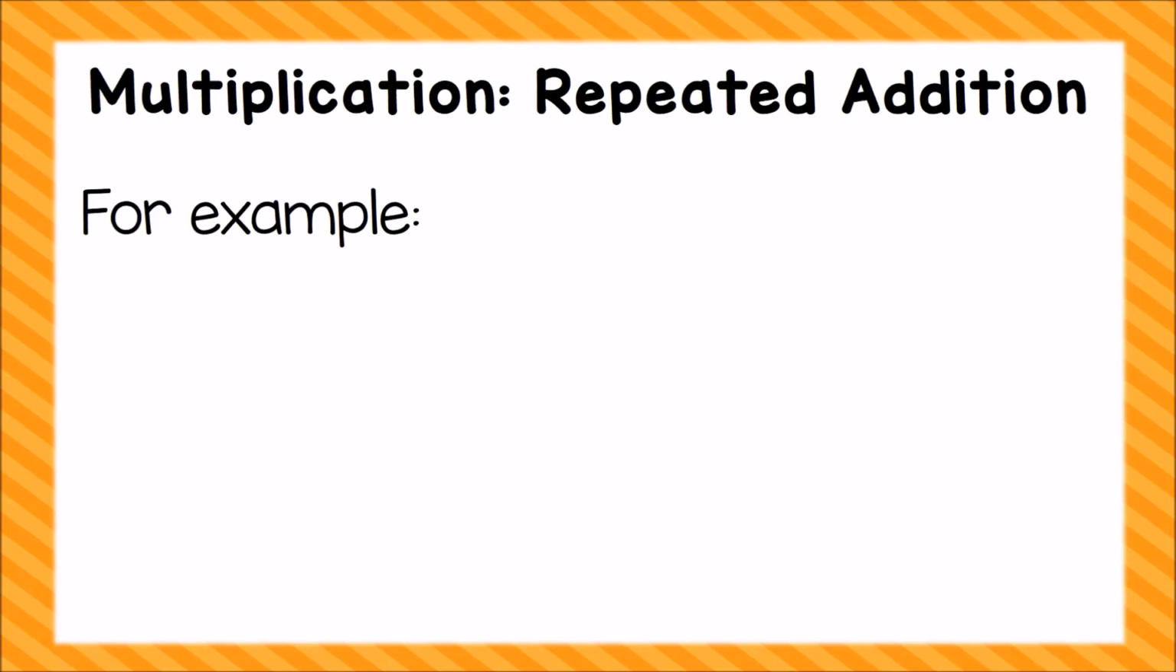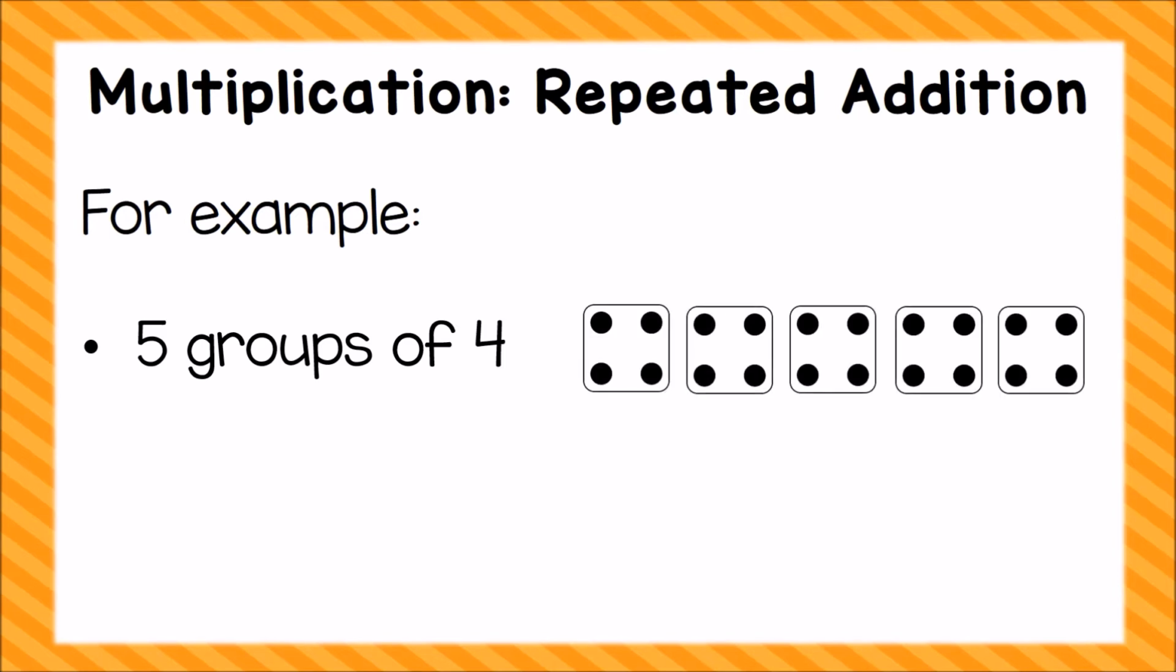Let's start with the repeated addition problems. We'll start with whole numbers and transition to fractions. The first example that we have here involves two whole numbers. That would be 5 groups of 4, and that would just look like this. We have 5 whole groups. In each group, we have 4 whole things, 4 whole items, in this case, dots.